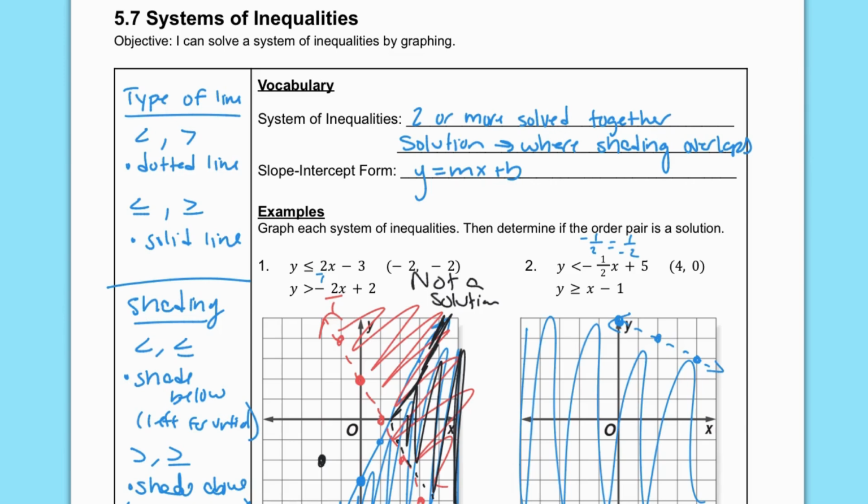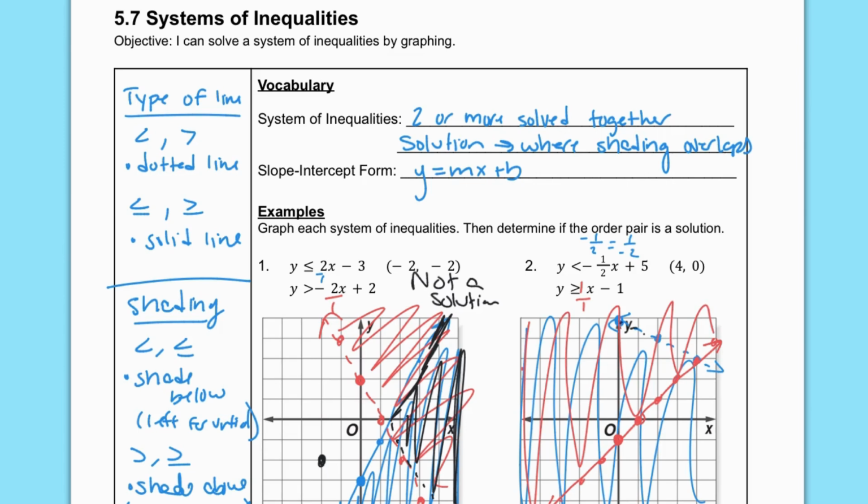Y-intercept for the second line is -1. Slope is 1 over 1, so up 1 over 1. And we can see these lines are going to intersect right there, but again, the answer is not just that one point, it's everything where they overlap. Okay, so or equal to, so solid line, and then greater than is up above. And the answer is, where does that shading overlap?